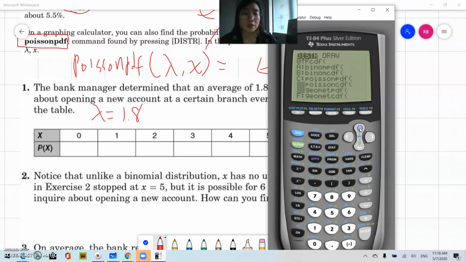So you go to distribution, and you go down to the bottom of the menu and choose the Poisson PDF. Lambda is 1.8. And I want to know for 0 for the first one. And the value is 0.165.